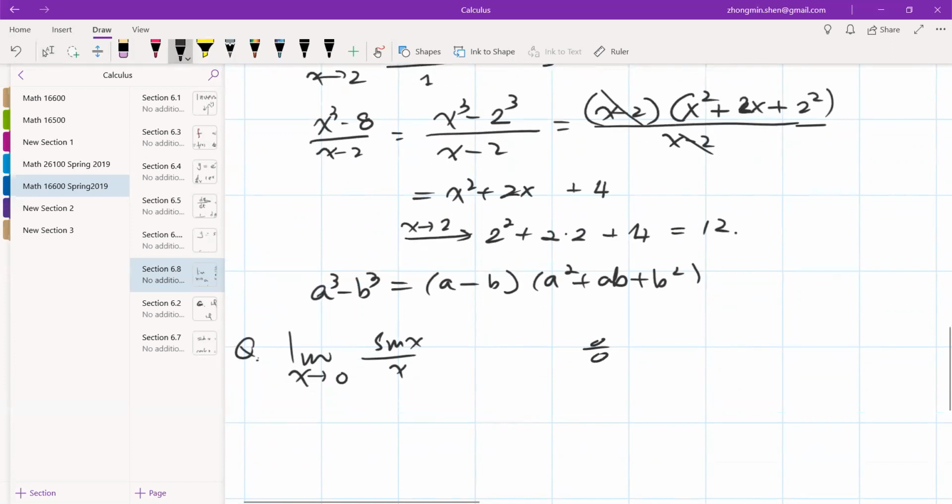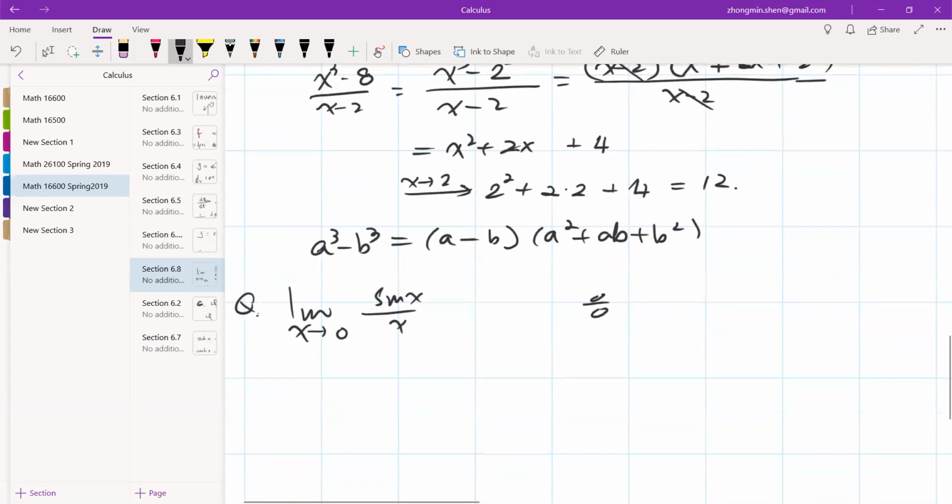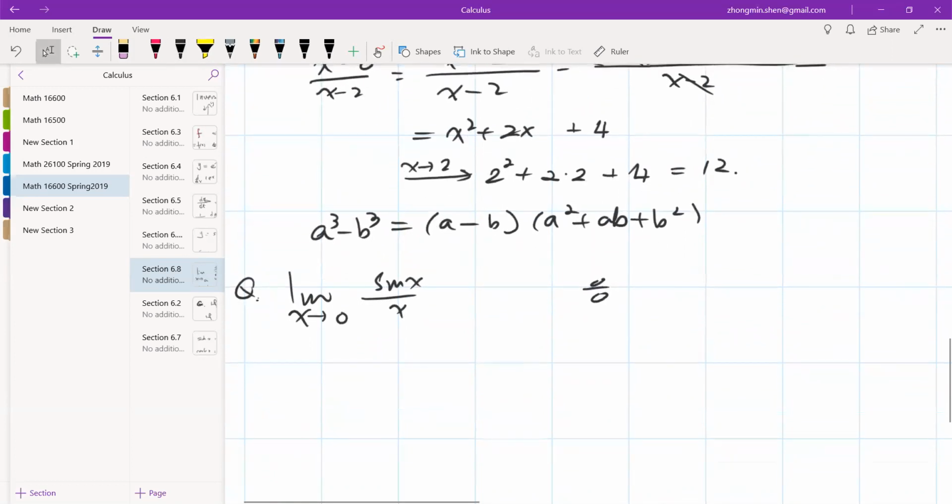Every time you apply L'Hopital's rule, you have to put a remark next to it. So it's clear you are using L'Hopital's rule, and that the two functions, numerator and denominator, satisfy the assumptions. Then you can use L'Hopital's rule. The derivative of x is 1, the derivative of sine x is cosine x. So that's going to be cosine 0, which is 1.